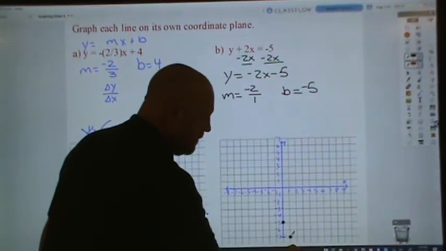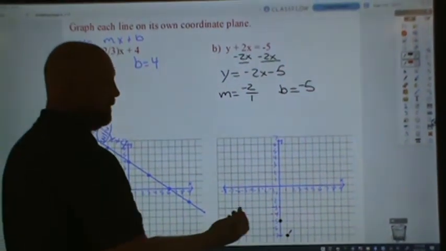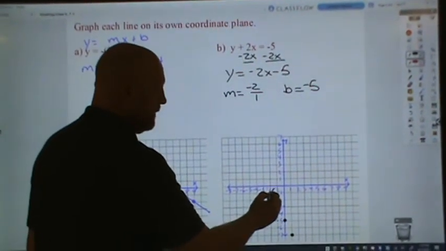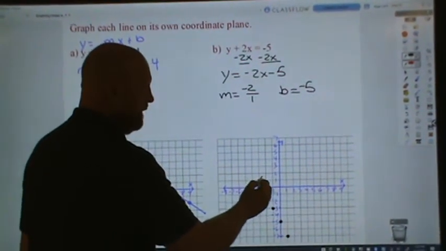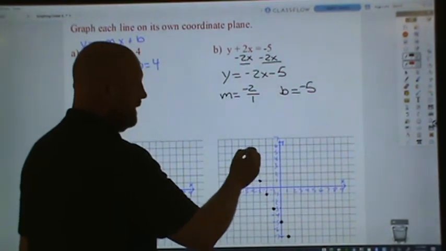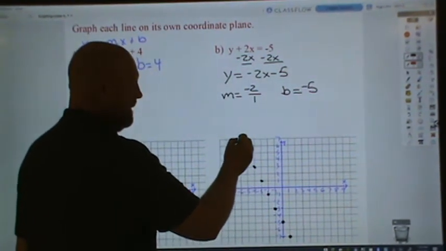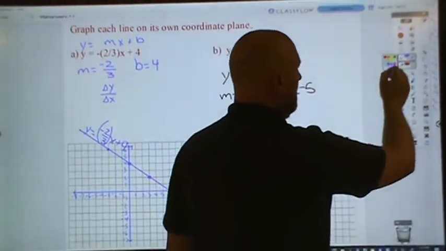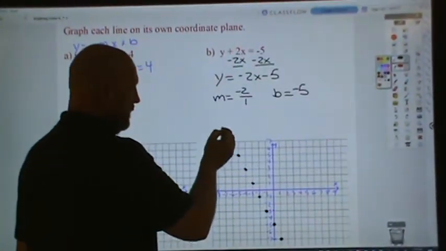If I try to go down 2, right 1 again, I'll be off the page. So I'm going to do the opposite of that. I'm going to go up 2, left 1. Up 2, left 1. And I can keep doing that for the entire coordinate plane. It's not going to hurt me. Then I grab my straight edge and I draw a line that passes right through all those points.